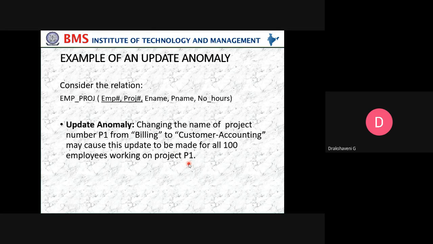So suppose we want to change the project title. The project number is P1 and the name initially was billing, but now we want to change it to customer account. Then how many employees are there? Suppose we assume there are 100 employees. Then changing 100 employees becomes very tedious. That is what an update anomaly is.